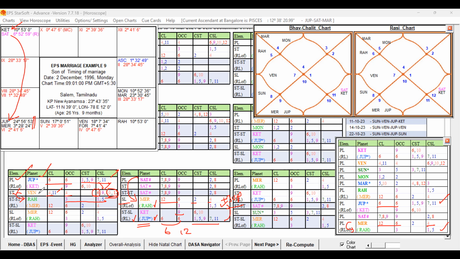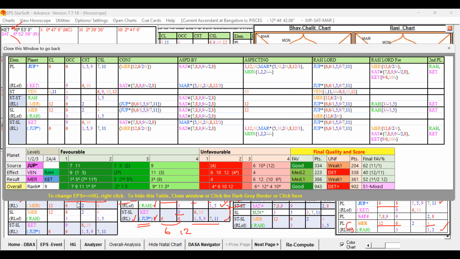Apart from that, suppose Venus has another key planet in its support, then automatically that favorable strength will be increased. Venus is in its own sign, and any planet connected to Venus... I mean, no planet is in the sign of Venus. Let us open and see whether Venus has any planet.